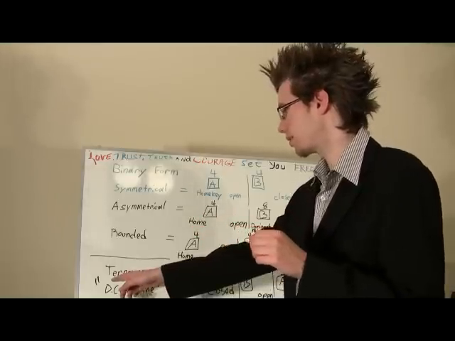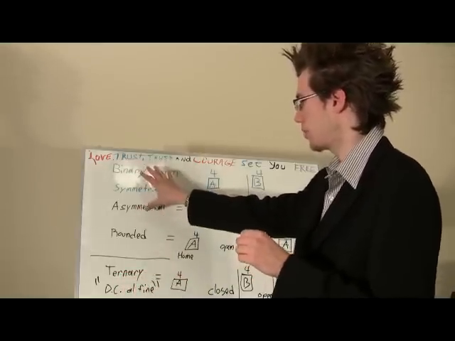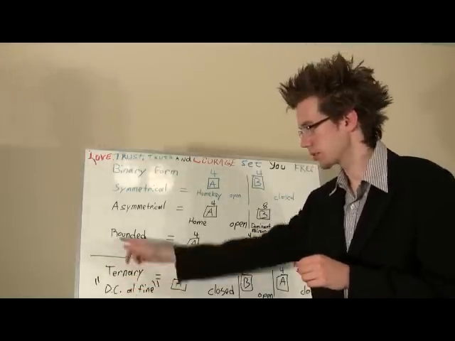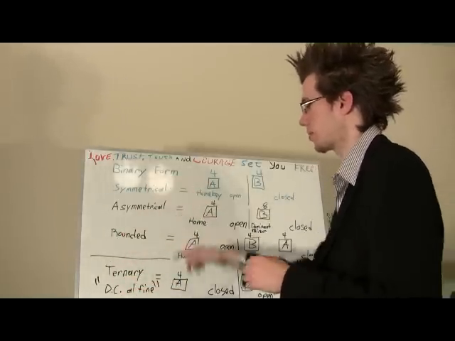So this one is called ternary, and it has nothing to do with binary. It's not considered binary, it's just called ternary. Whereas this one was rounded binary, asymmetrical binary, symmetrical binary.